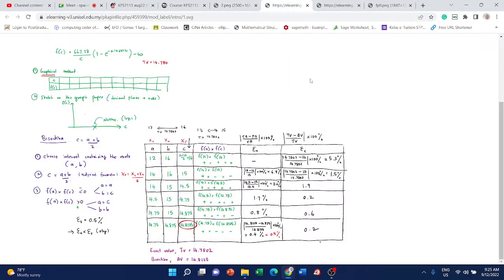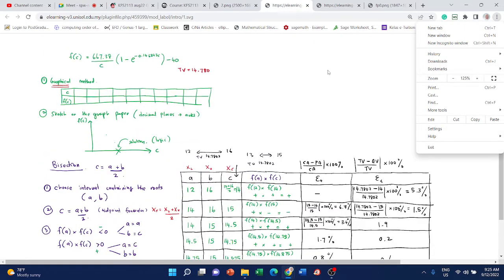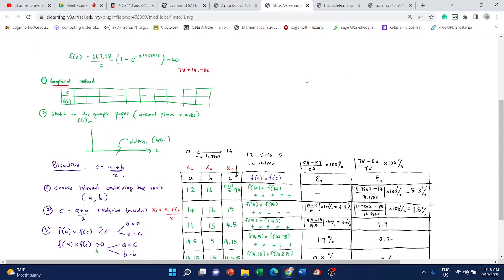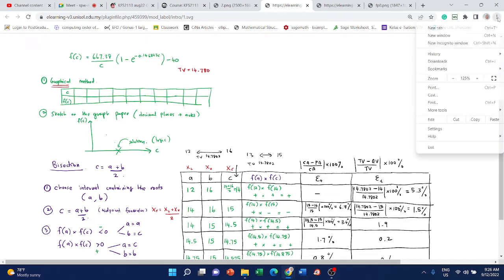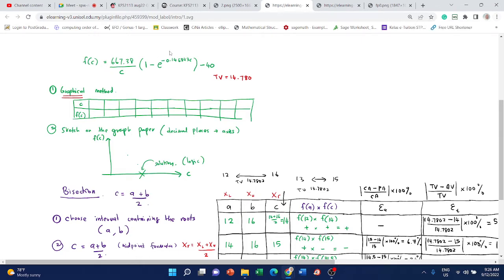Okay, so this is the topic basically. But the example in that video uses these kinds of functions, not the same function that we had in the graphical method last week. So this function, f(c) is equal to 667.38 over c, everything here minus 40. This is an example from ebook 1, so you may refer to ebook 1. This is a non-linear function.